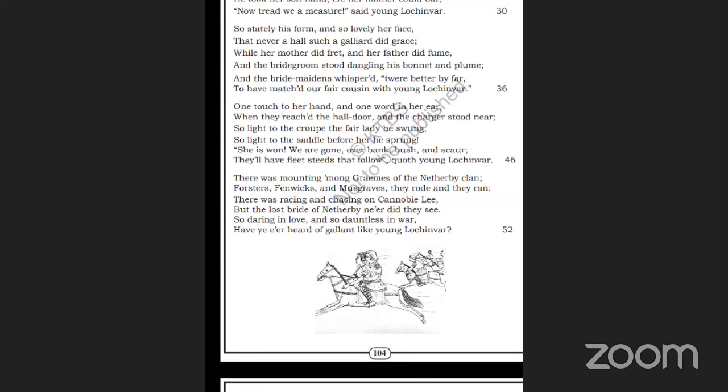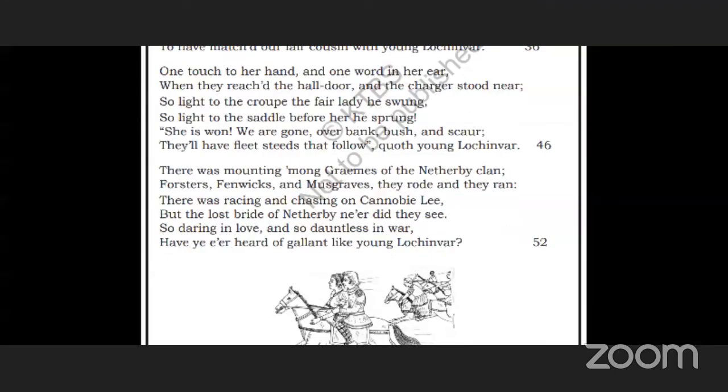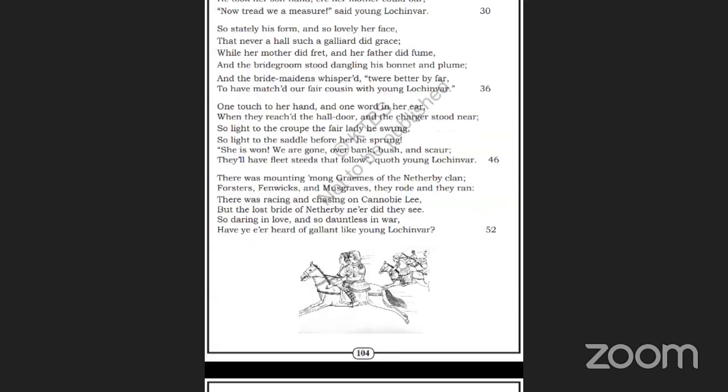Dauntless means fearless. Finally, the poem ends with a very interesting question. Have you ever heard of gallant like young Lochinvar? Gallant means brave.